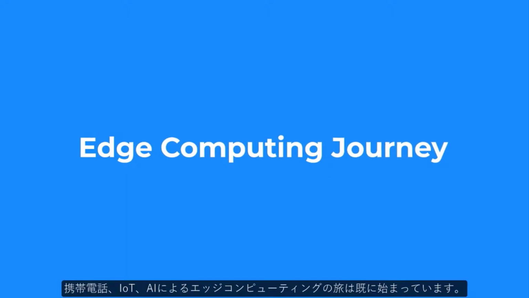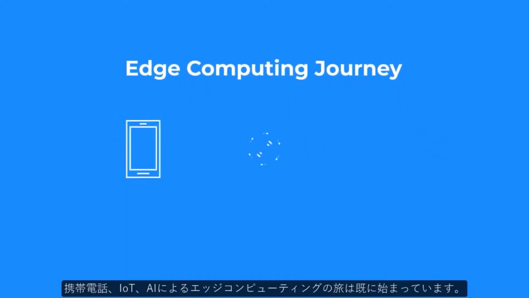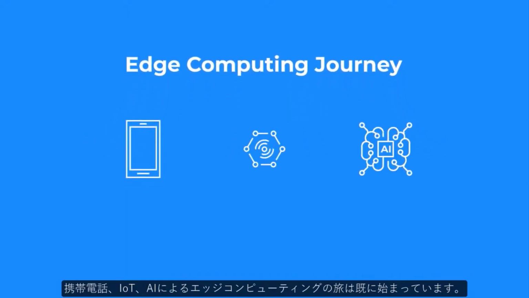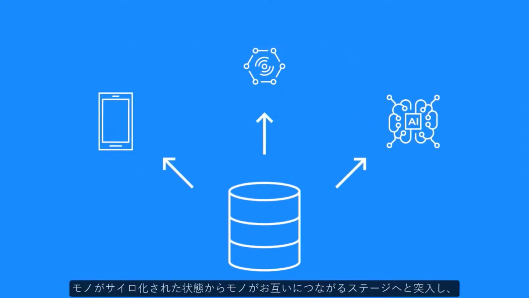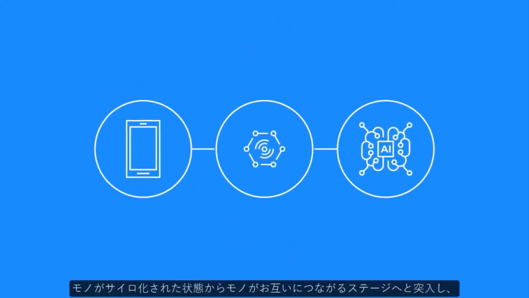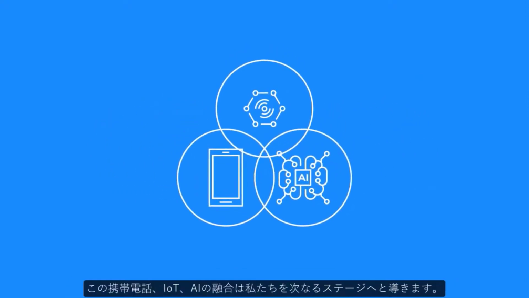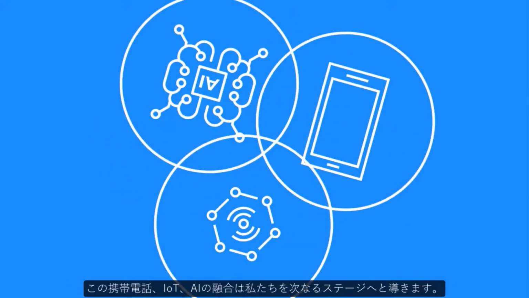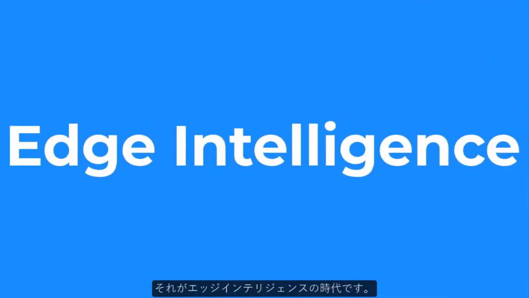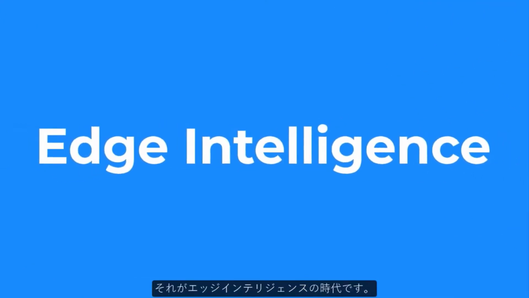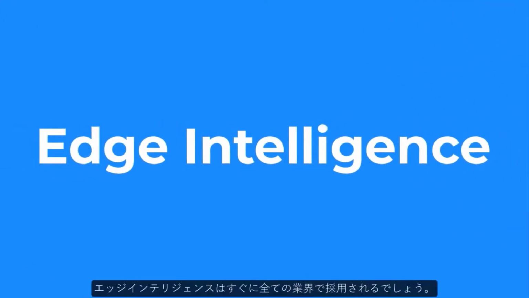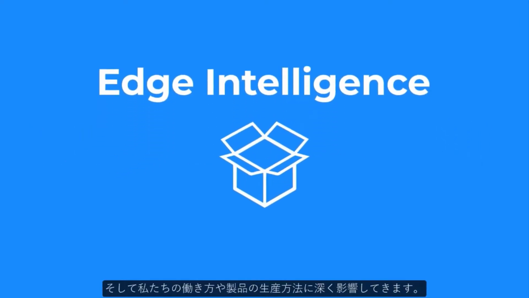The edge computing journey, powered by mobile, IoT, and artificial intelligence technology, is now underway. Moving away from silos of things to a connected things stage, this fusion of mobile, IoT, and AI will take us to the next stage, the age of edge intelligence. Edge intelligence will soon be inside every industry and will profoundly impact the way we work and create products.